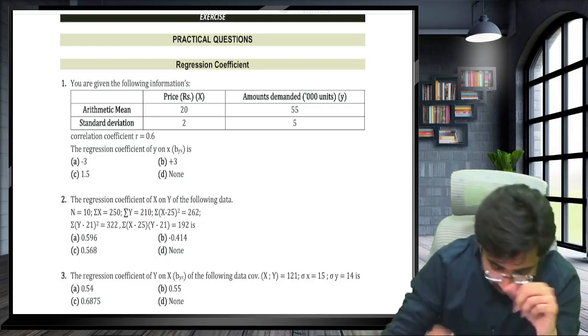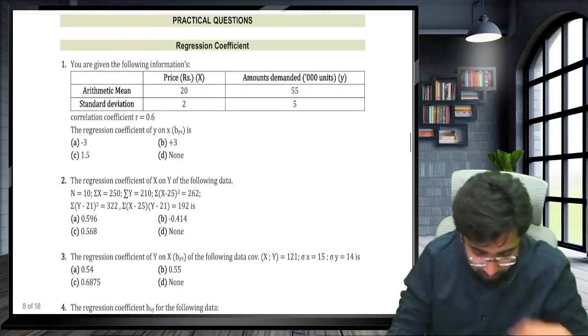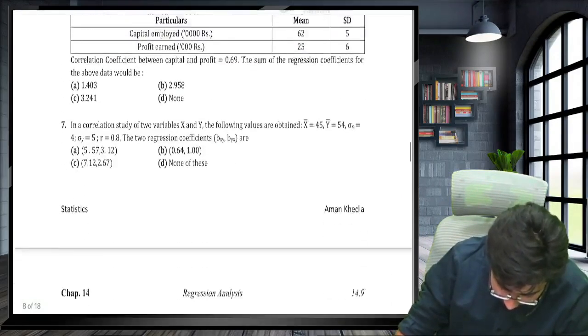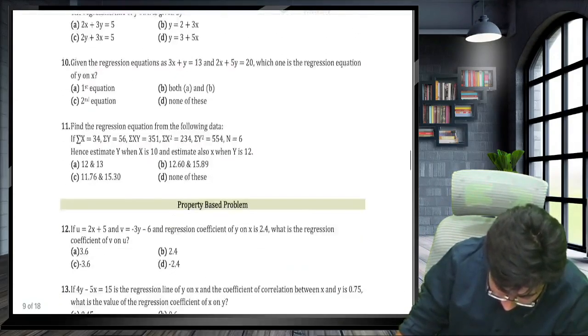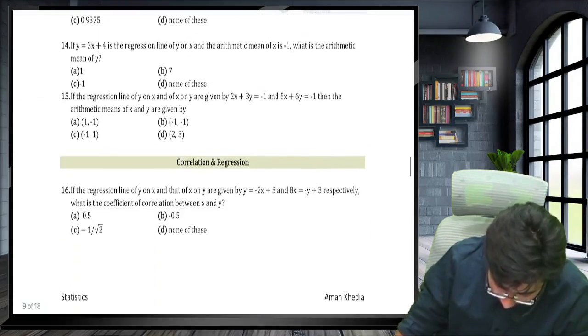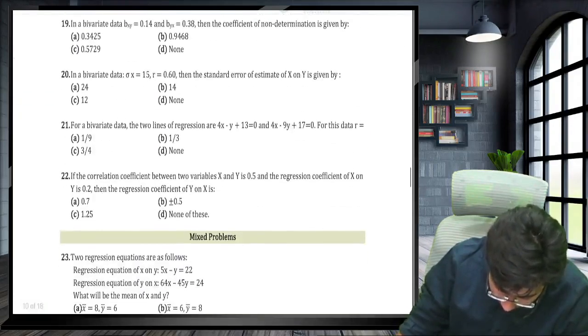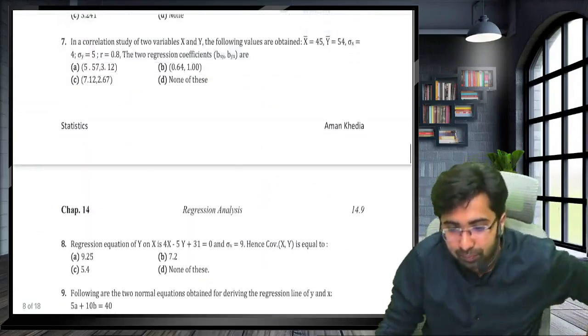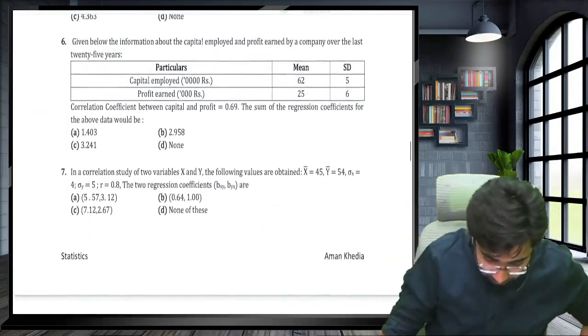Just tell me whether you have solved the regression coefficient questions first. Then the 11 problem property based questions, then correlation and regression questions, then mixed questions. Have you all solved these questions? Shall we start the discussion now?